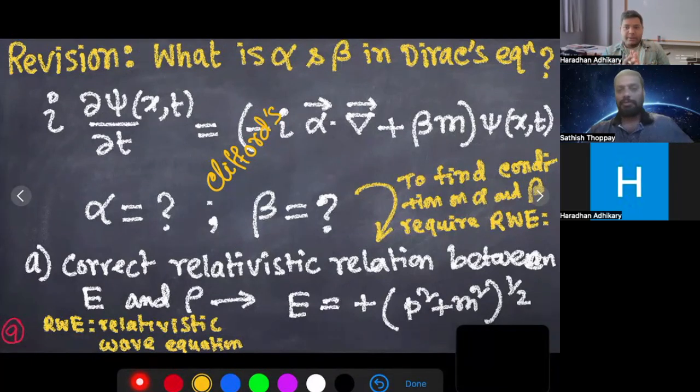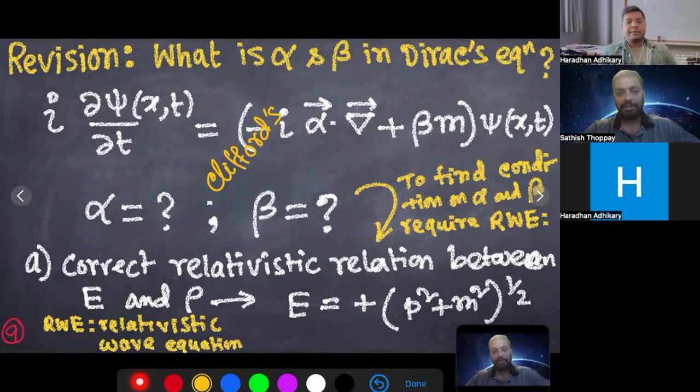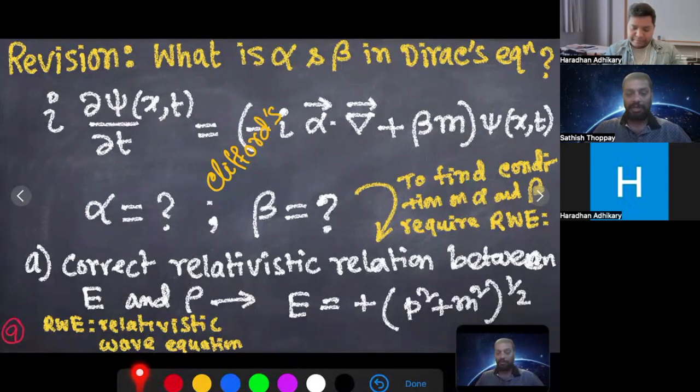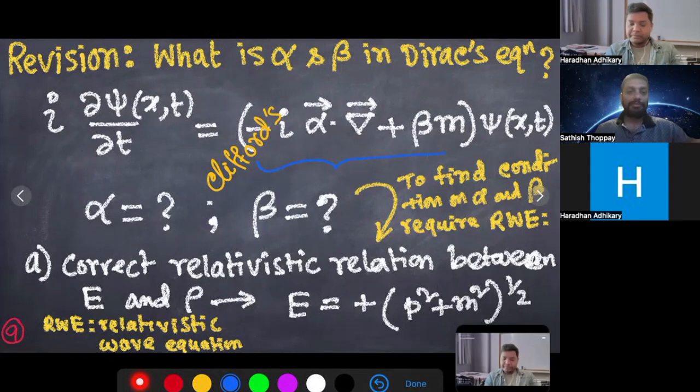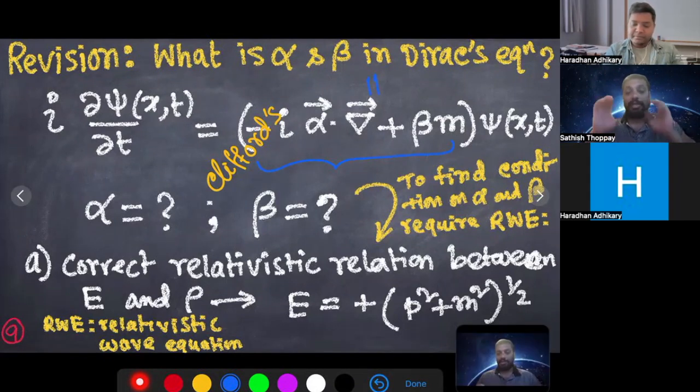Okay, one question I had while going through this slide: the equation i ∂ψ/∂t = (-i α·∇ + β m)ψ. I understand why Dirac wanted that form, but we derived the Schrödinger equation from E = p²/2m, right? So did he derive this equation from something simple, or did he just say, this is what I want, and I'm going to find alpha and beta? Is there any basis, just like the Schrödinger equation has E = p²/2m?